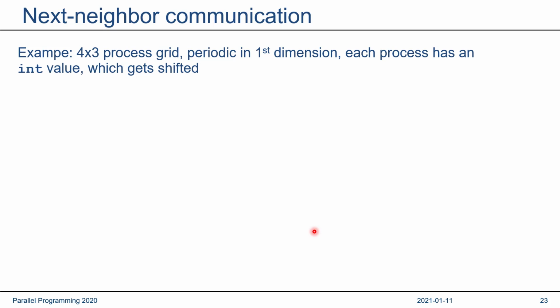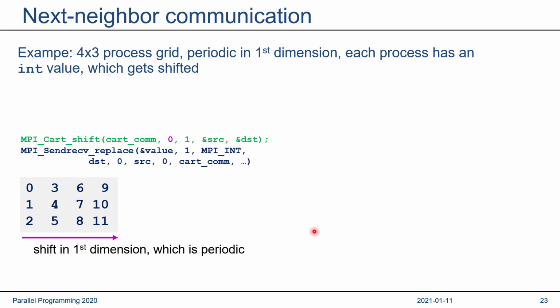So to make this more clear, here's an example again of a 4x3 process grid. The grid is periodic in the first dimension and non-periodic in the second. And each process has an int value that should get shifted. So here is our process grid in the column major layout as shown on the previous slide.